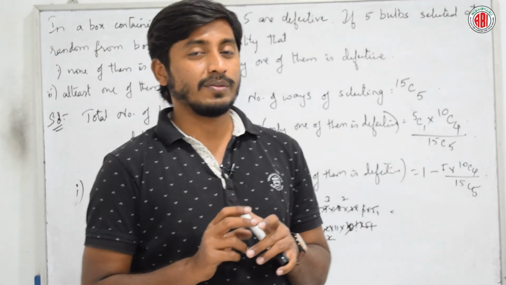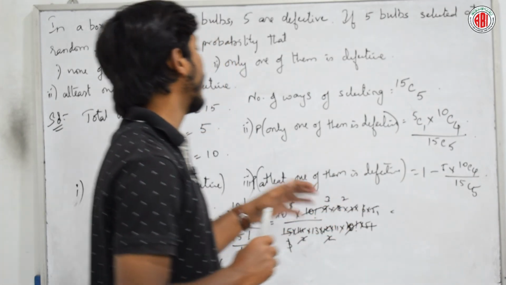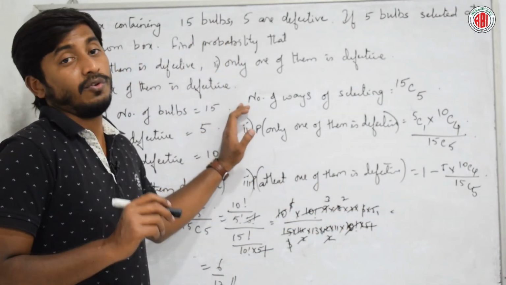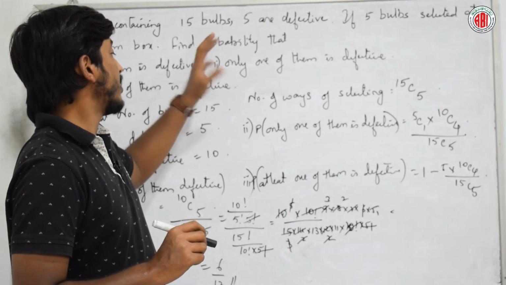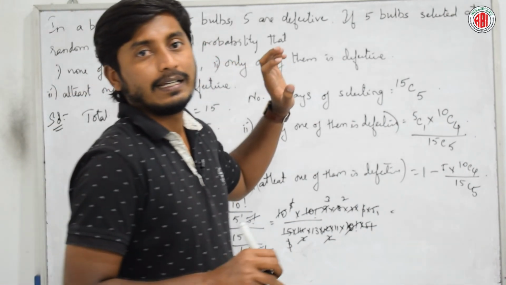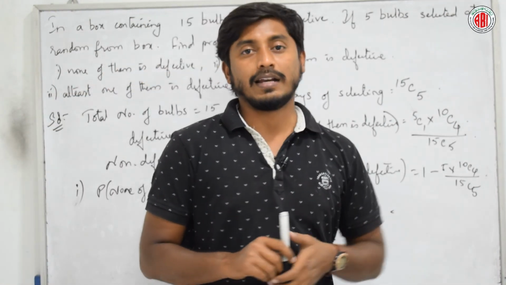Clear? What is the difference between the last problems and these problems? Here, till now we used to have only numbers. Here we have a combination of two different sets. Is it clear? Did you understand?